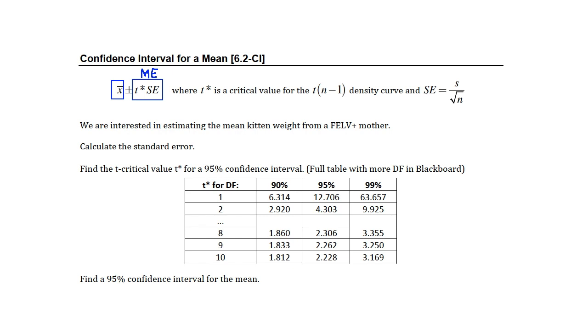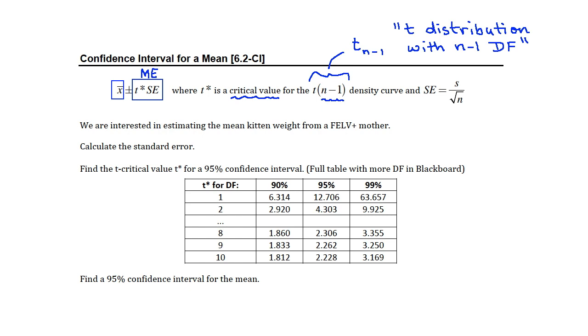T-star is the critical value for a t-distribution with n minus 1 degrees of freedom. We sometimes write that as t with n minus 1 in parentheses. Sometimes you'll see that as t sub n minus 1. That just means a t-distribution with n minus 1 degrees of freedom. Same standard error formula that we use in other places we also use for a confidence interval.